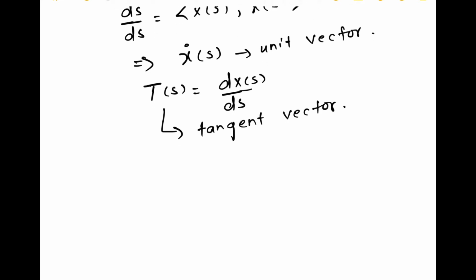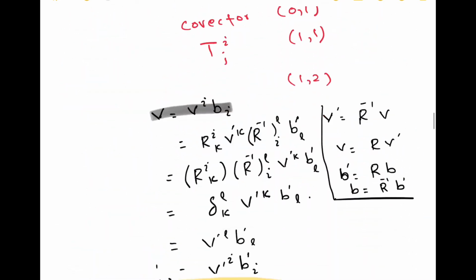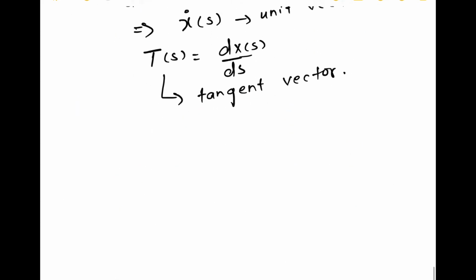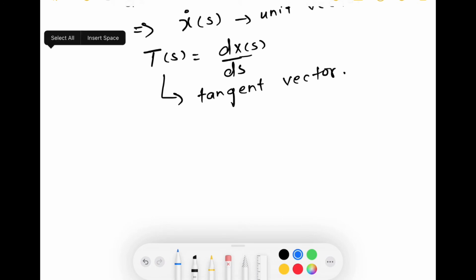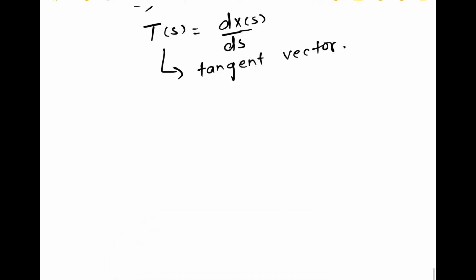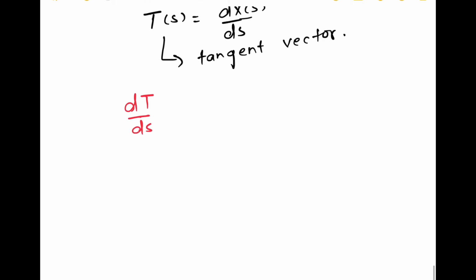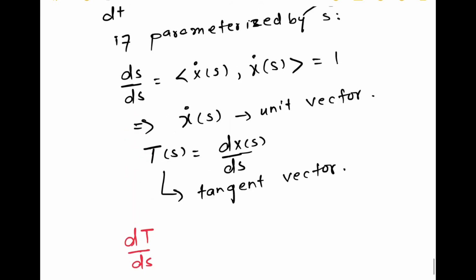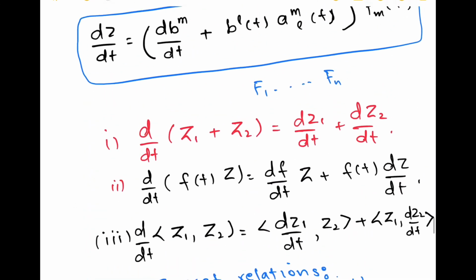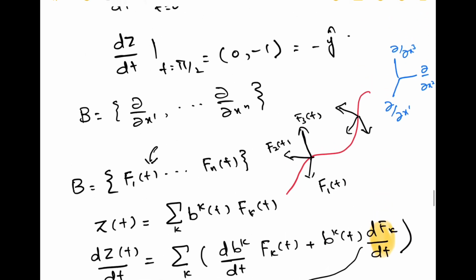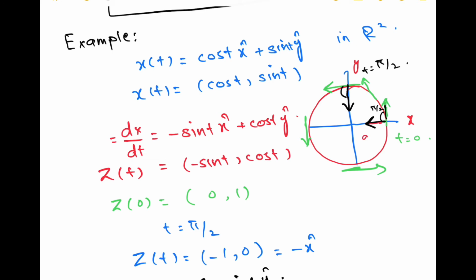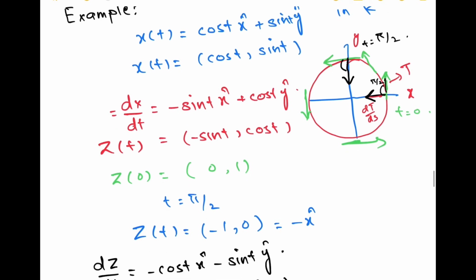If I take the derivative of this tangent vector, then what will happen? So this will become dt by ds. We have seen that this vector is actually normal to the tangent vector. For example, in the case of circle, we have already seen that these two are actually perpendicular. If this is t vector, then this one is dt by ds, and this is perpendicular to the tangent vector.